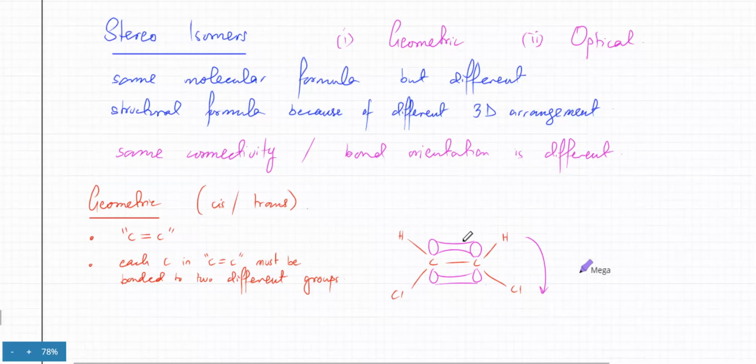But if there's a pi bond, the pi bond has to break. This carbon would not rotate. If you try to twist it around, it's not going to rotate. The molecule is locked in position now. If you try to rotate, this side would rotate along with it.